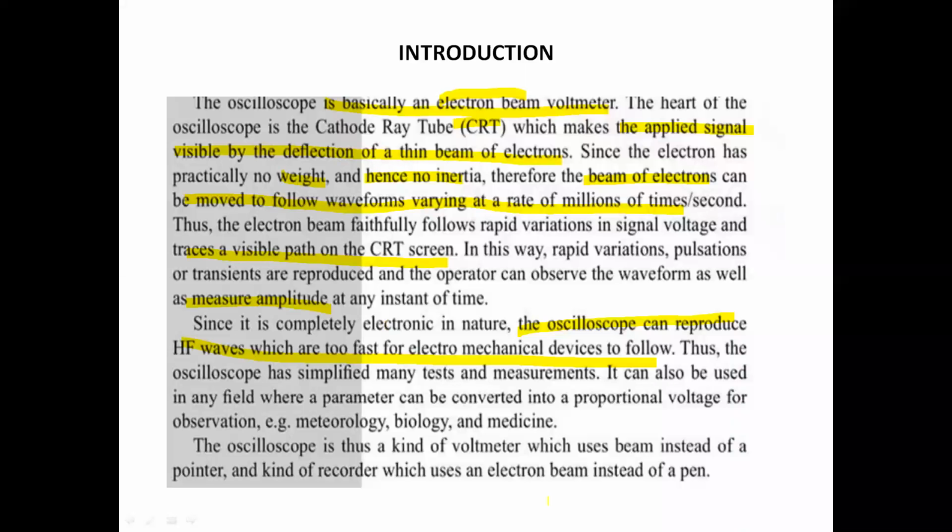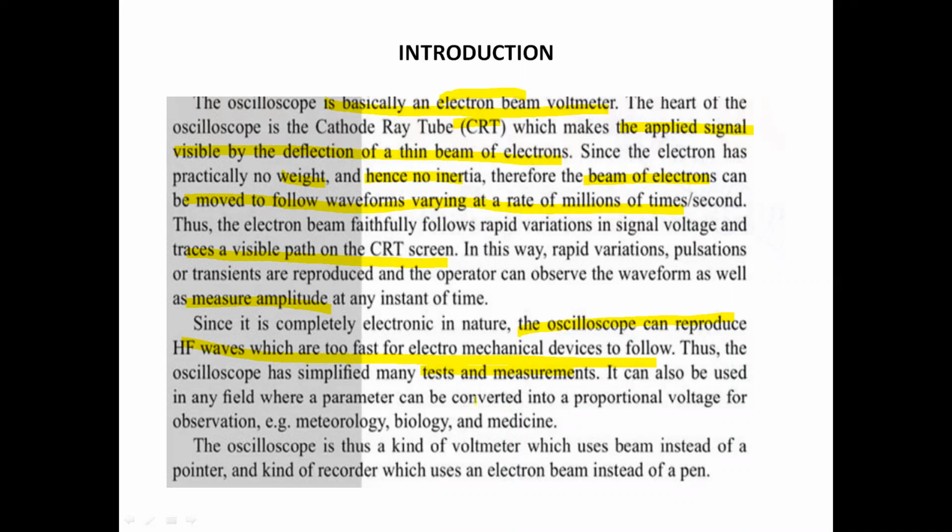Thus the oscilloscope has simplified many tests and measurements because it is fully electronic. It can also be used in any field where a parameter can be converted into a proportional voltage for observation. So it is not only used for testing and measurement, but also in fields where one parameter can be converted into another parameter proportional to voltage. For example, the biology field, medicine field, or meteorology field.